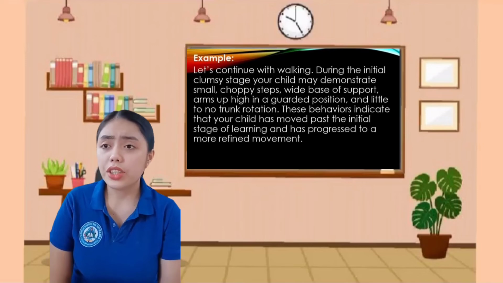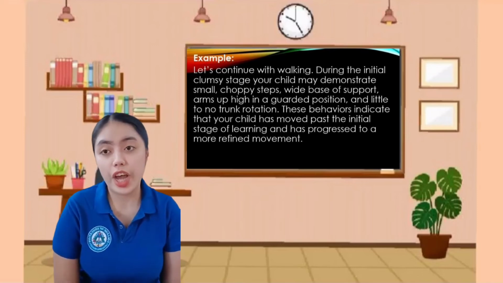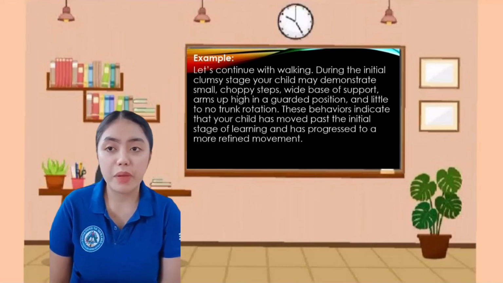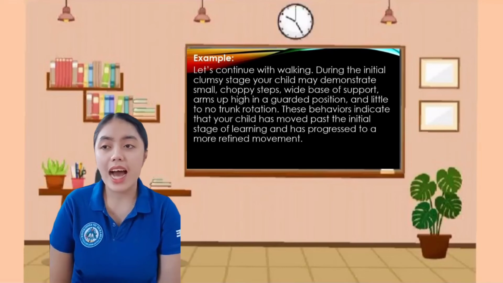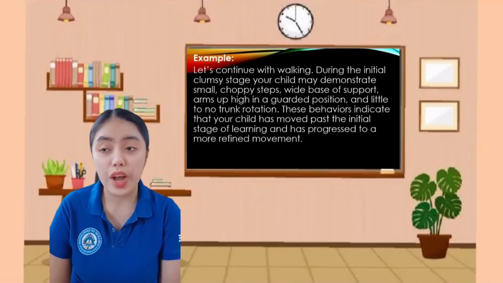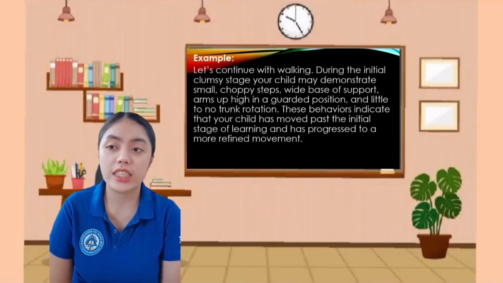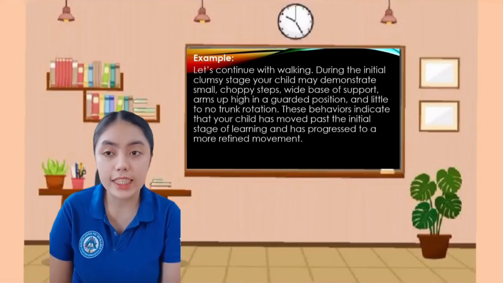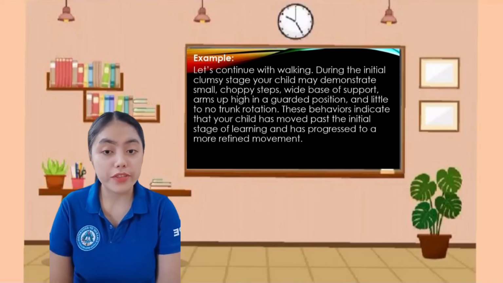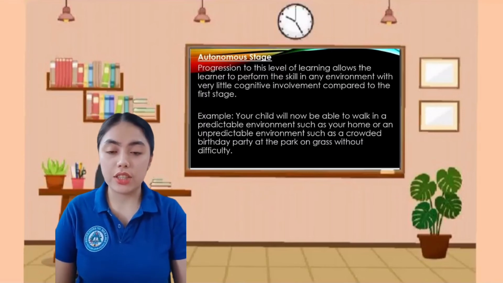Example, let's continue with walking. During the initial clumsy stage, your child may demonstrate small, choppy steps, a wide base of support, arms up high in a guarded position, and little to no trunk rotation. This behavior indicates that your child has moved past the initial stage of learning and has progressed to a more refined movement. The last stage is the autonomous stage.